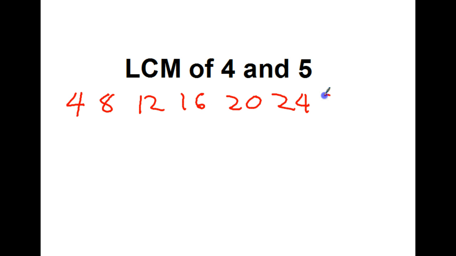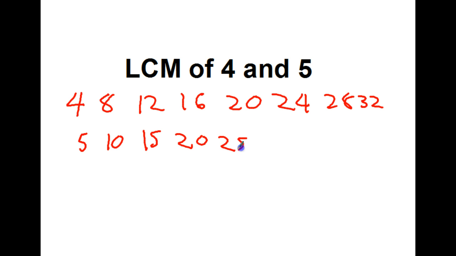LCM of 4 and 5. Step 1, I'm counting by 4's. Grab yours and know your 4's. 4, 8, 12, 16, 20, 24, 28, 32, 40. I already messed up my own song. 32, 36, 40, 44. Now multiples of 5. 5, 10, 15, 20, 25, 30.